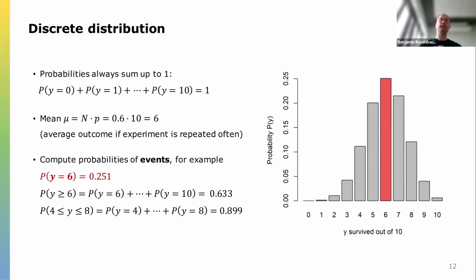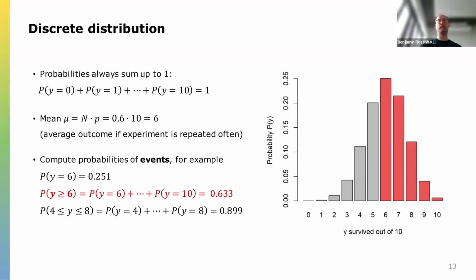And this is also called an event. So you can calculate probabilities of events. So here the event is 6 individuals survive the winter, and here you get some probability. Events can be more. An event can also be 6 or more individuals survive the winter, and you can calculate the probability by just summing up these individual probabilities of 6, 7, 8, 9, and 10.